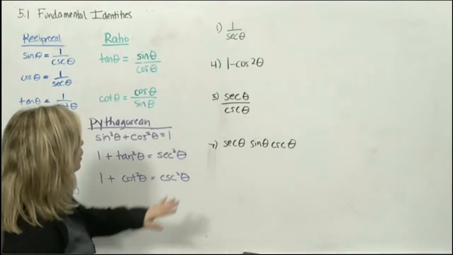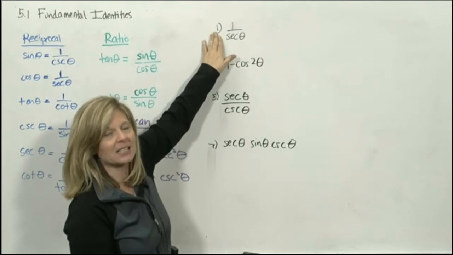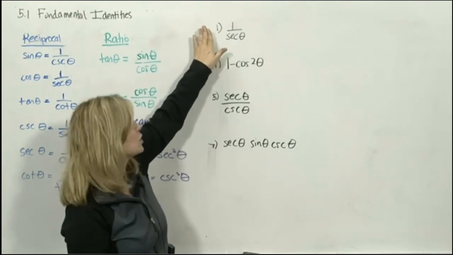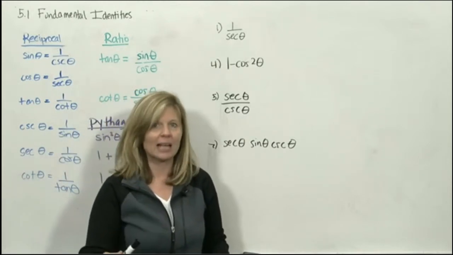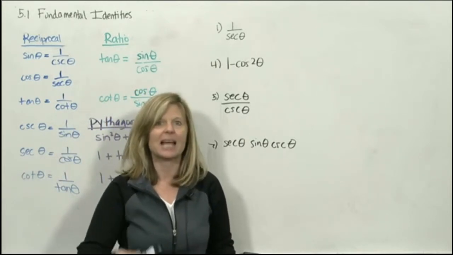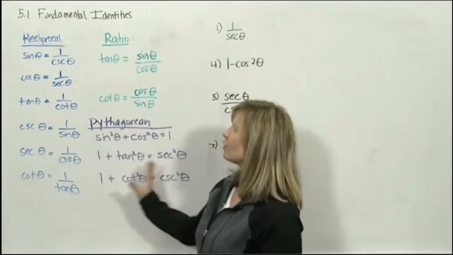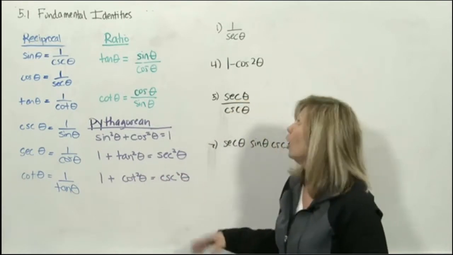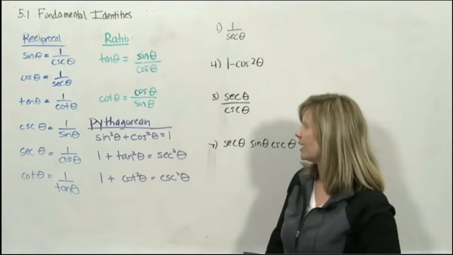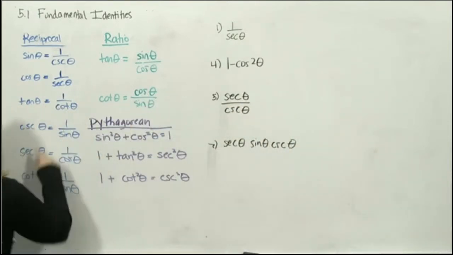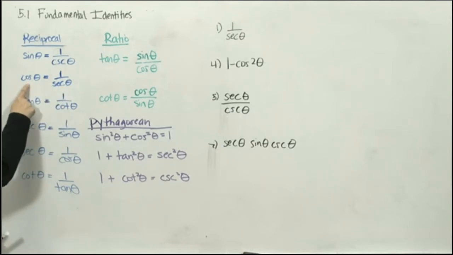So for example, this expression 1 over secant theta is not in simplest form. It is not in lowest terms because it's a fraction. And we know in trig land, there's something that means the same thing as saying 1 over secant theta. Here's where you have to have your identities memorized. What expression means the same thing as saying 1 over secant theta? Well, it means the same thing as saying cosine theta.